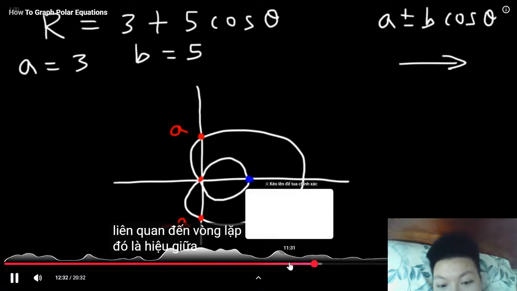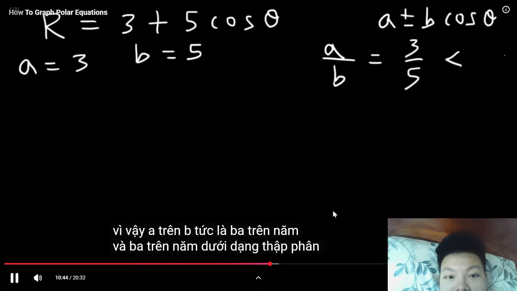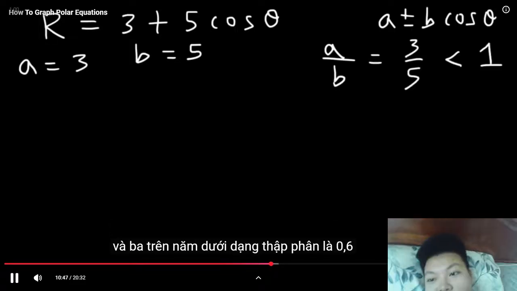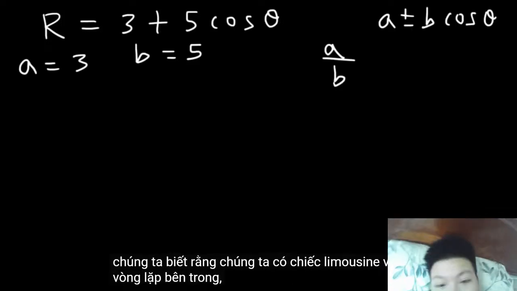It's the difference between A and B. And 3 over 5 as a decimal is 0.6, which is less than 1. Now, because it's less than 1, we know we have the limaçon with the inner loop. Now, there's 4 types.